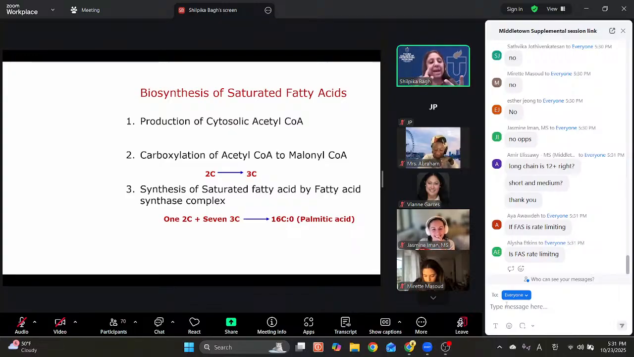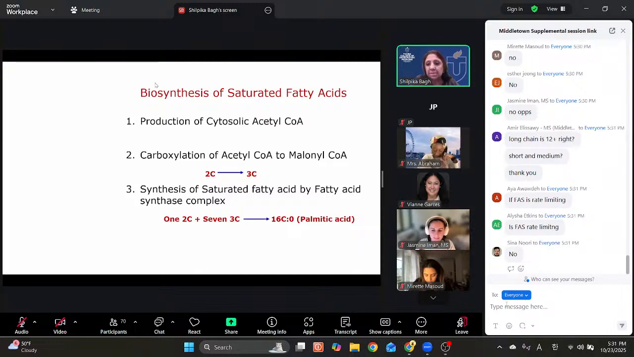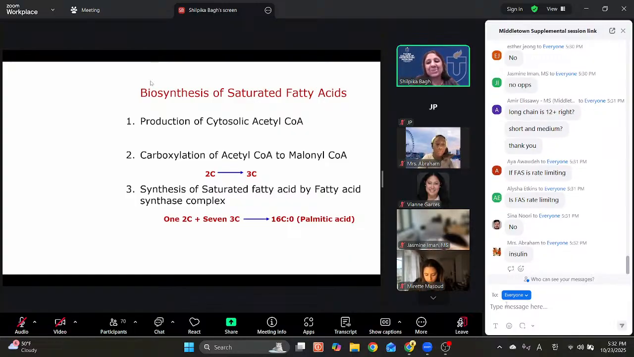So there's citrate lyase, there's ACC, there is FAS, there is elongase and desaturase. Is FAS rate limiting? No. But is FAS regulated? Yes. FAS should be induced by which hormone? Tell me, which hormone can induce FAS and should induce FAS? Insulin. Very good.